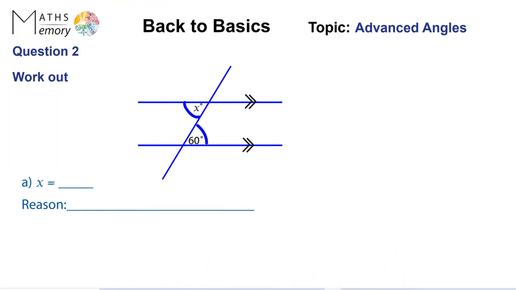Question 2, back to basics, advanced angles. So let's get down to these parallel lines now. And parallel lines are pretty much self-evident. They're all throughout this topic. And you know why they're parallel lines? Because they have these little arrows on each of these lines over here. Okay, these straight lines, should we say.